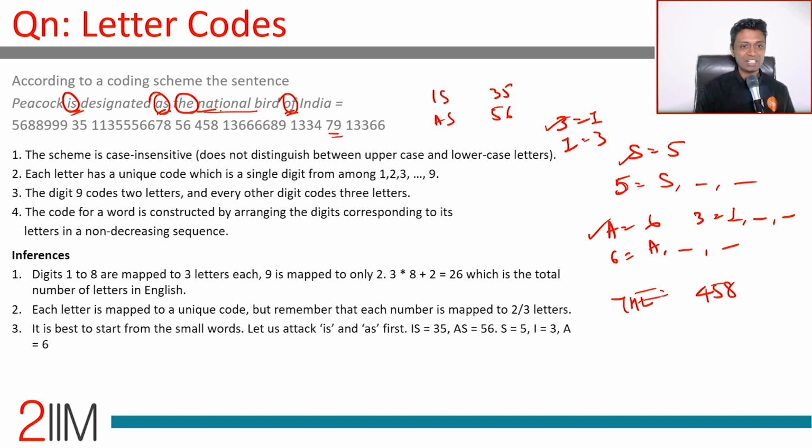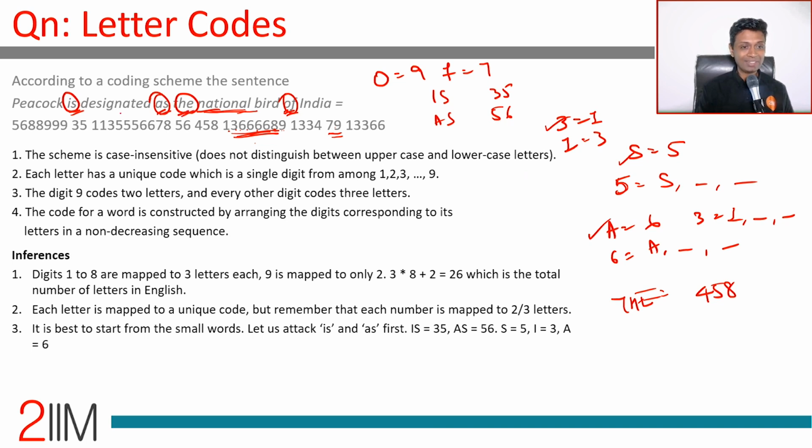Of and national give away a big deal. Of has an O, it is 7 and 9. National has 1, 3, 6, 6, 6, 6, 8, 9. This does not have a 7 in it. And so if O were 7, it should have had a 7. So O goes with 9, F goes with 7. 7 is F and 9 is O. Brilliant. This is very useful.